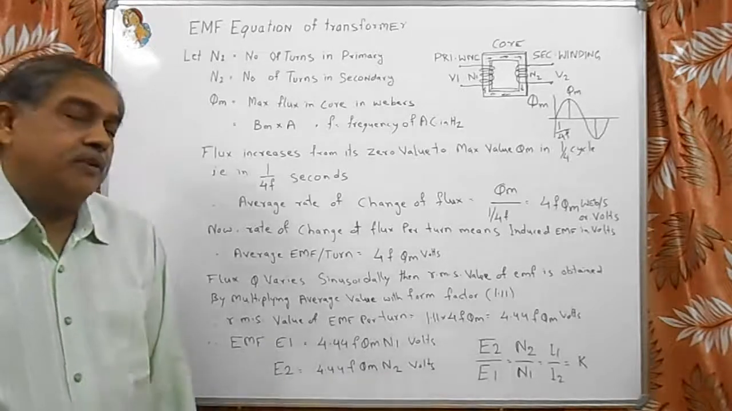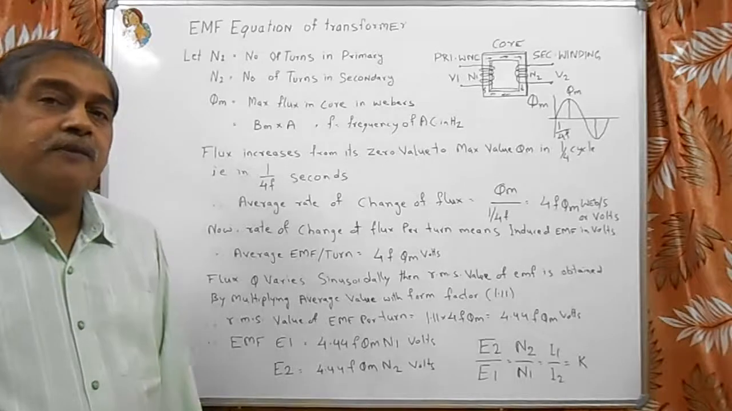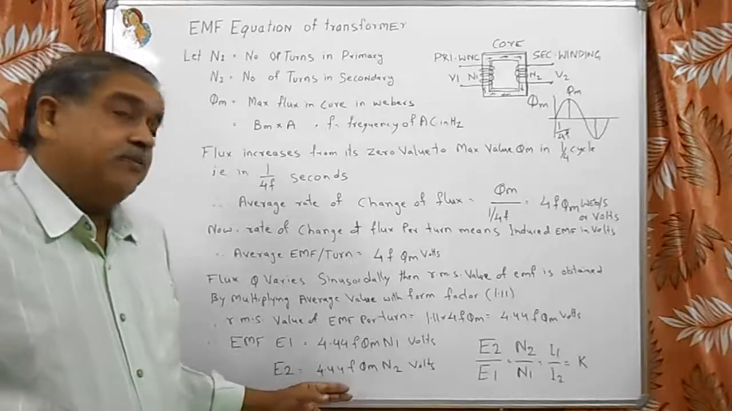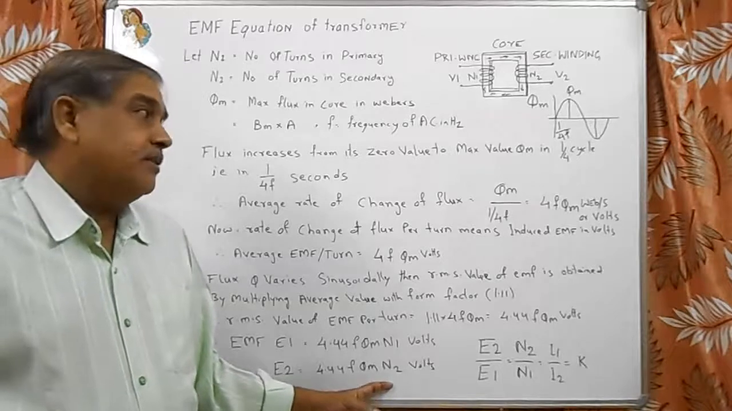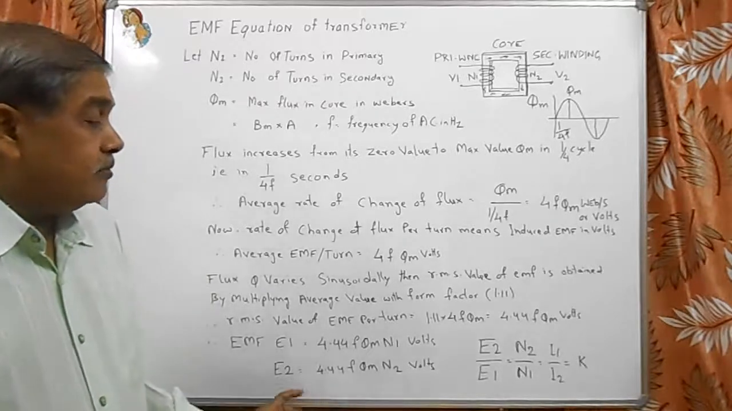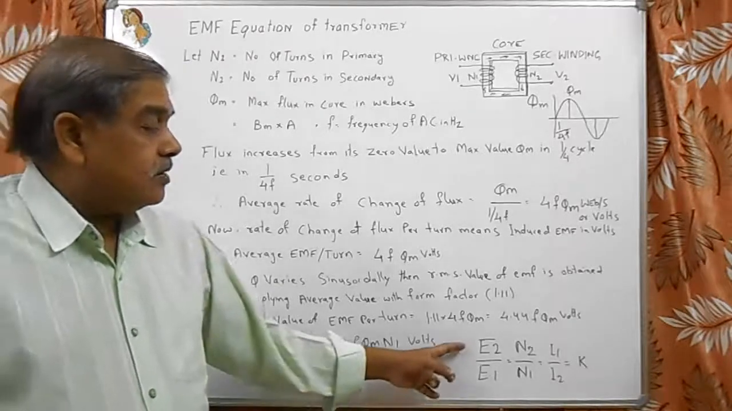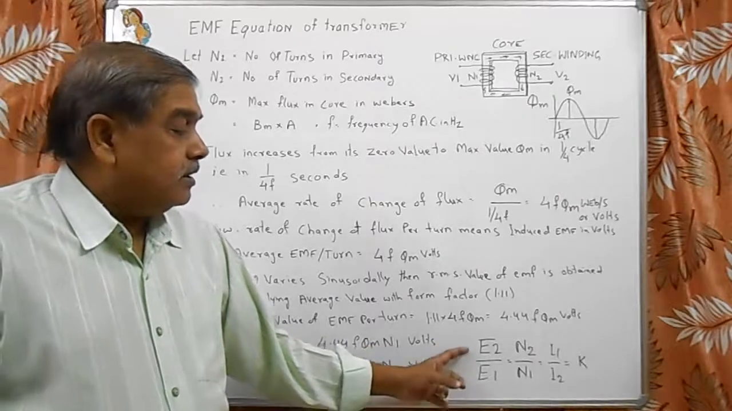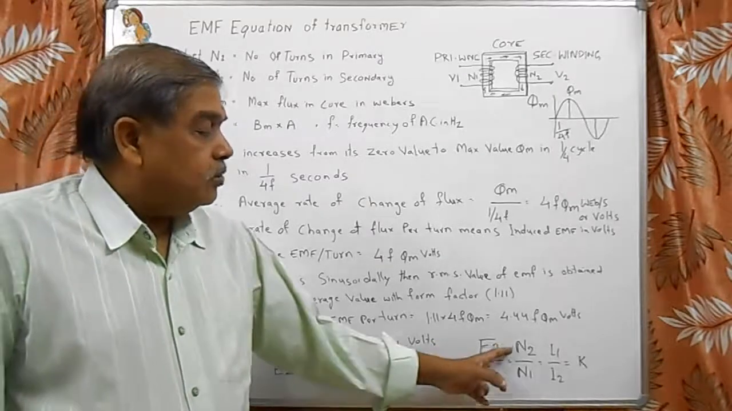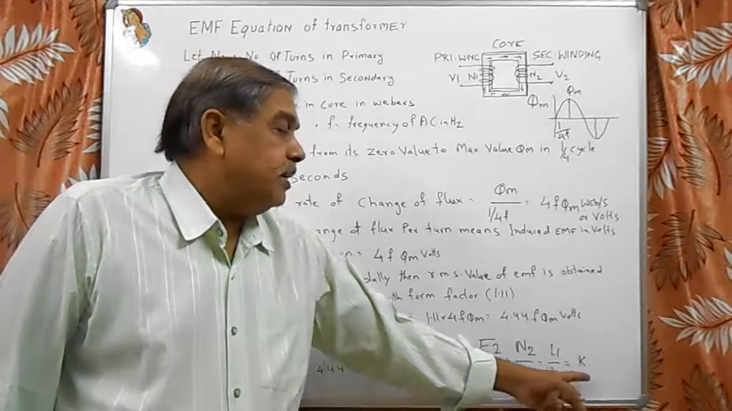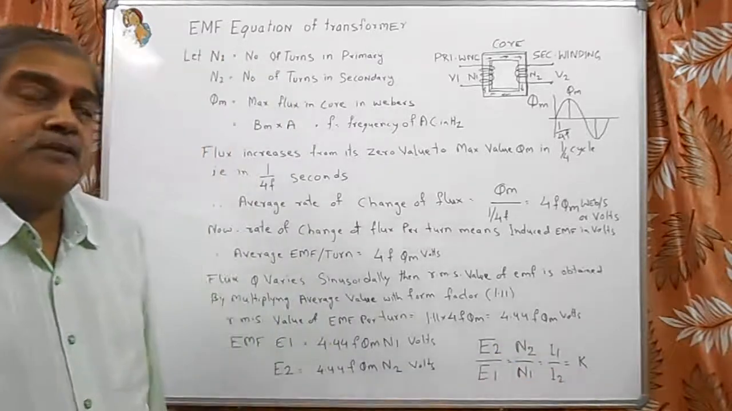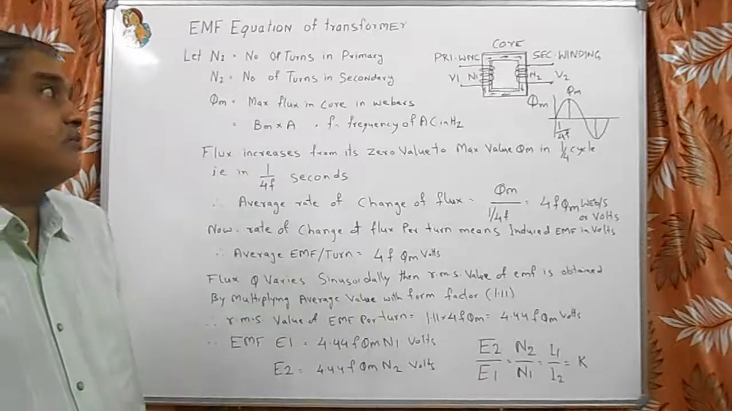If there are multiple windings, then in that case the EMF in each winding can be found out by the number of turns in that particular winding. Here one more thing is the ratio of E2 and E1. E2 by E1 is equal to N2 by N1, which is equal to I1 by I2, that is equal to K. It is known as the transformation ratio of the transformer.